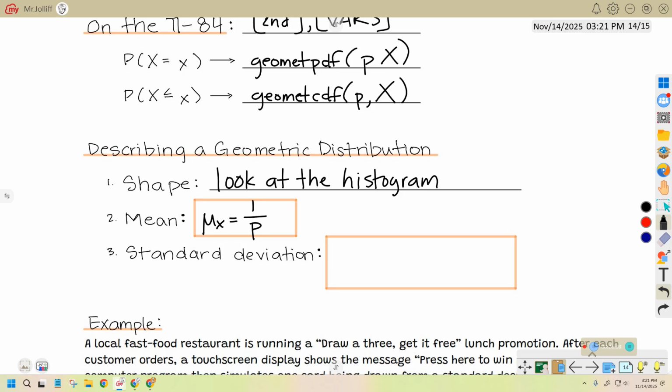For standard deviation, we also get a shortcut formula. It is the square root of Q divided by P. You will notice that P is not under the square root. So when you are plugging this in a calculator, parentheses around the numerator, parentheses around the denominator, because your calculator is dumb.